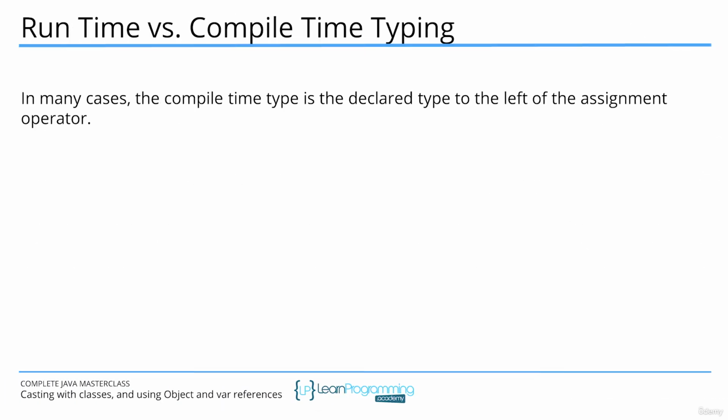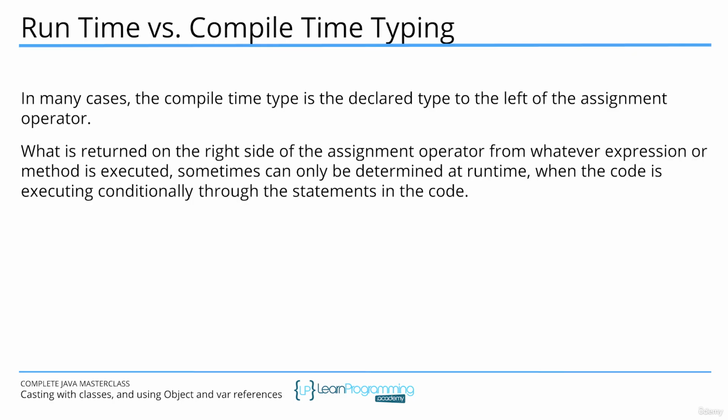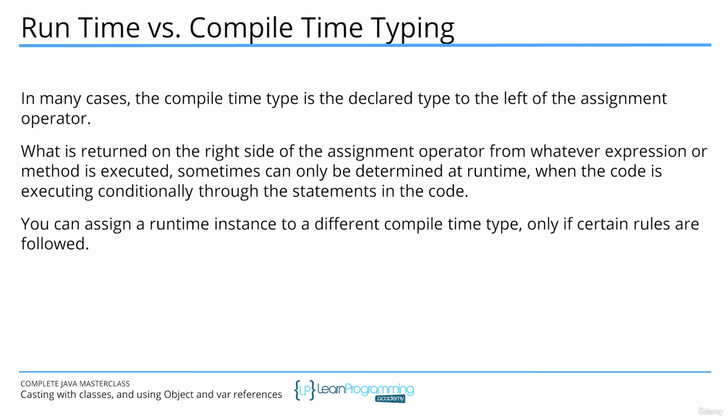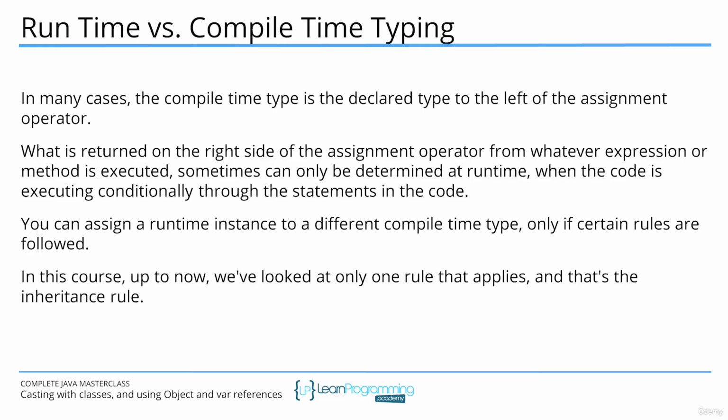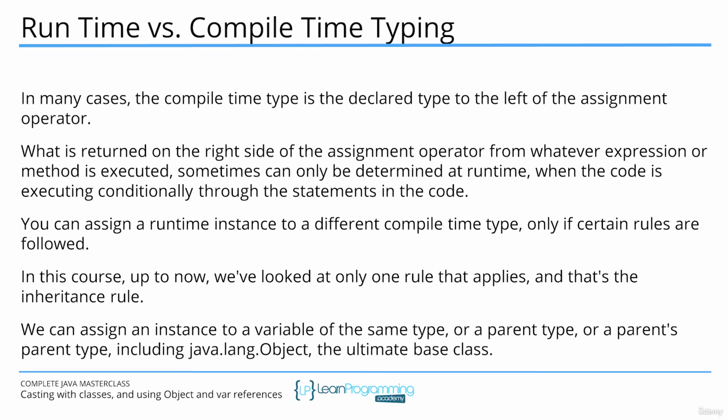In many cases, the compile time type is the declared type to the left of the assignment operator. What is returned on the right side of the assignment operator from whatever expression or method is executed sometimes can only be determined at runtime when the code is executing conditionally through the statements in the code. You can assign a runtime instance to a different compile time type only if certain rules are followed. In this course, up to now, we've looked at only one rule that applies, and that's the inheritance rule. We can assign an instance to a variable of the same type, or a parent type, or a parent's parent type, including java.lang.Object, the ultimate base class.